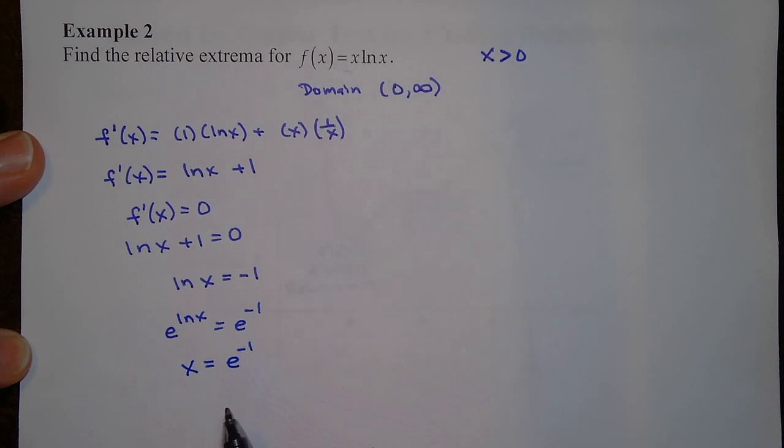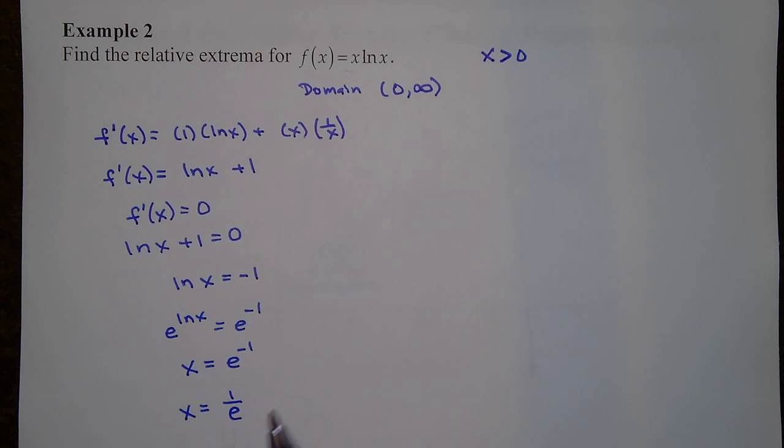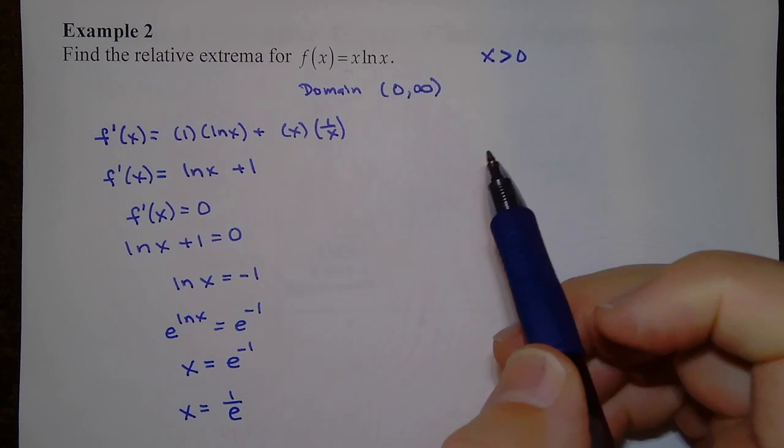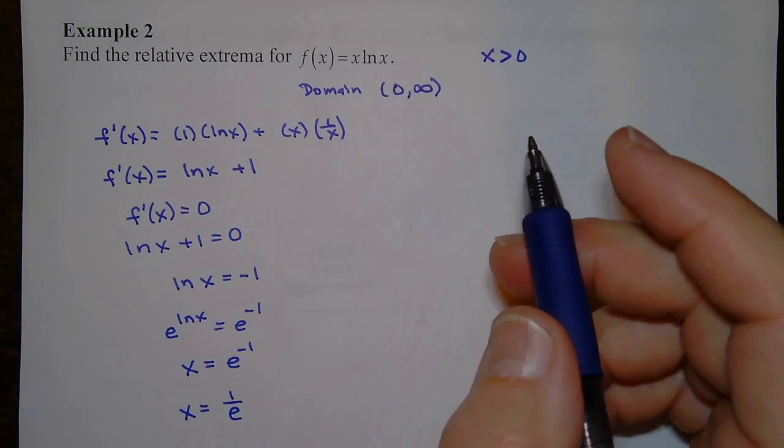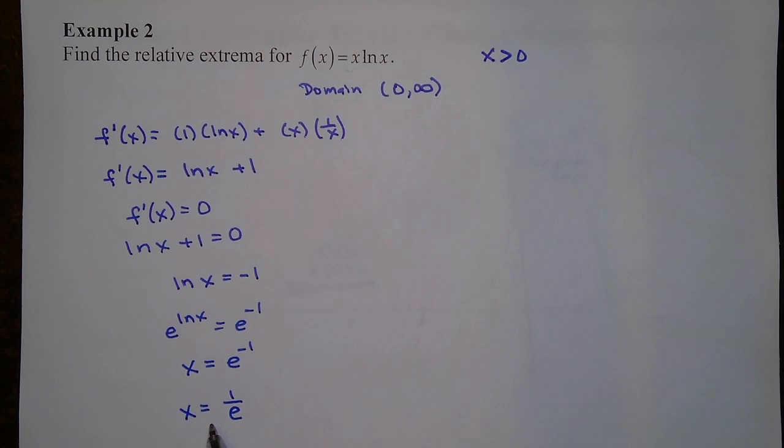Now, what does a negative exponent mean? It means reciprocal, right? So this means x is equal to 1 over e. So the value of 1 over e, and that is a positive value because remember, e is about 2.7 something, right? So this is 1 over 2.7, which is within the domain here. All right, so we found this x value right here. There's a horizontal tangent there, okay? So is there a relative min or relative max there?